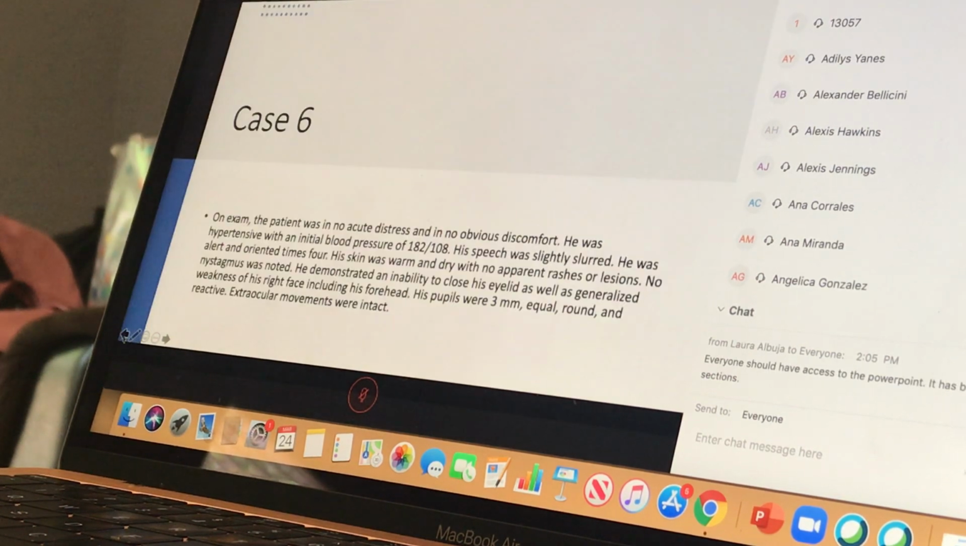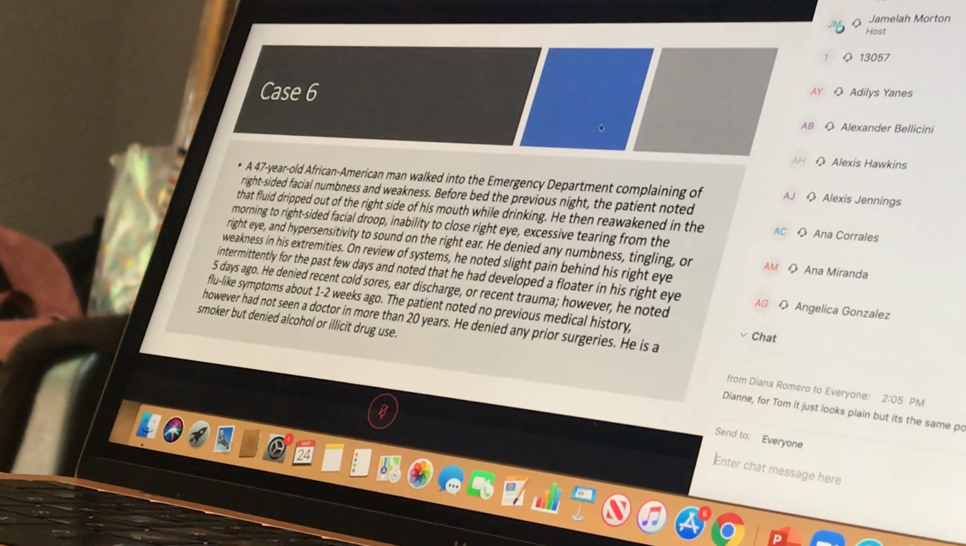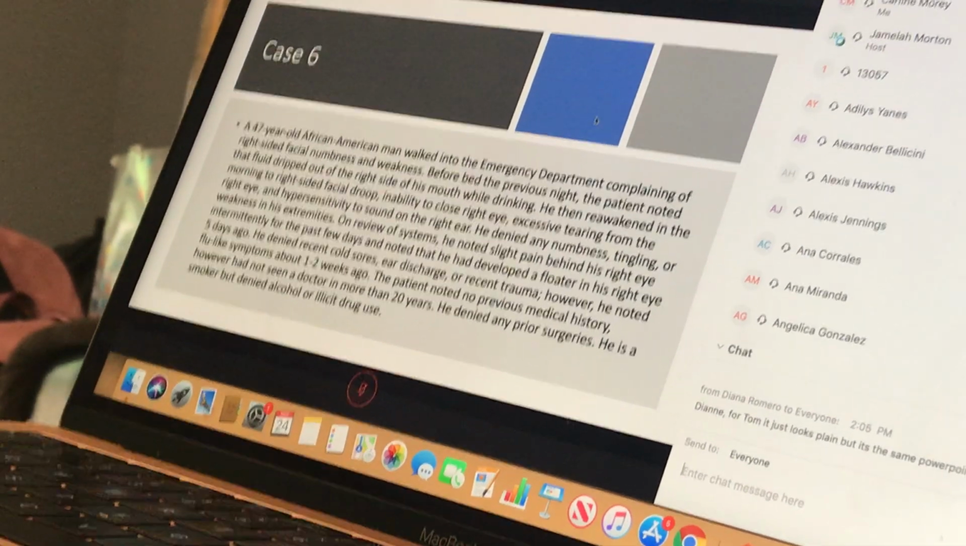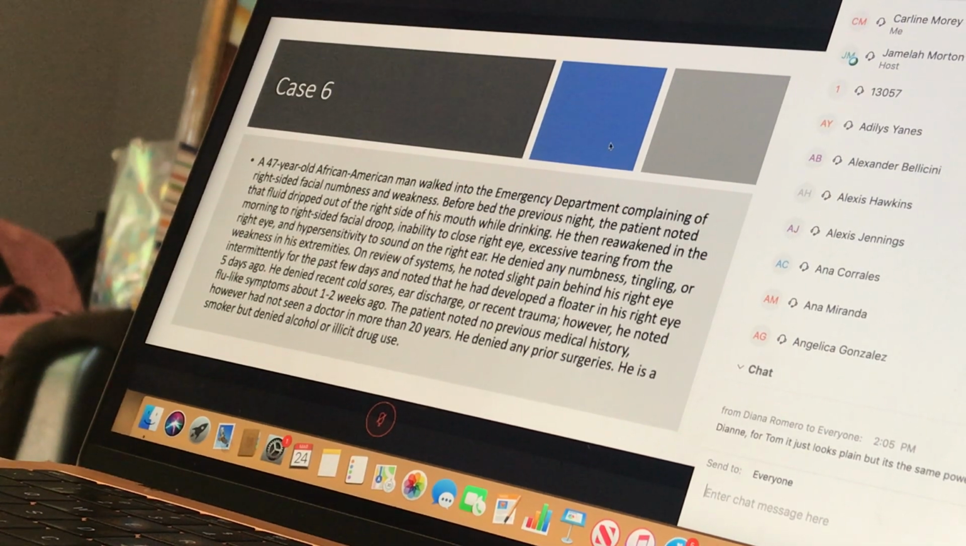Okay, guys. A 47-year-old African-American man walked into the emergency department complaining of right-sided facial numbness and weakness. He said that it started before bed the previous night. The patient noted that fluid dripped out the right side of his mouth while he was drinking. Now, it concerns me that he waited until the next morning to come to the emergency room, but that's okay. That happens. He then awakened in the morning to right-sided facial droop, inability to close his right eye, excessive tearing from the right eye, and hypersensitivity to sound in the right ear. Okay, guys, from your assessment skills, which cranial nerve is being affected here?